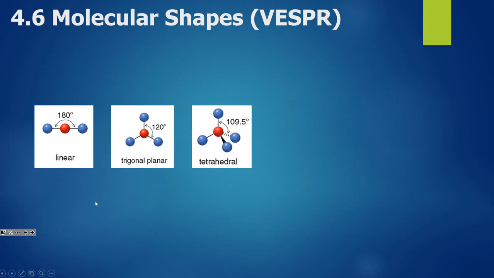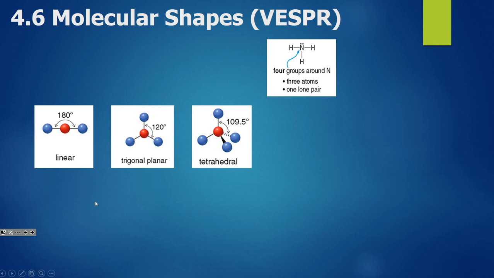If I have 4 things around it, now it goes 3D. It now is out of the plane, and it's what we call a tetrahedral. And it sort of makes a pyramidal kind of shape. And the angles are 109.5, and they're all 109.5.